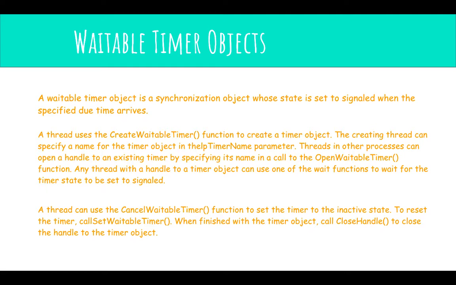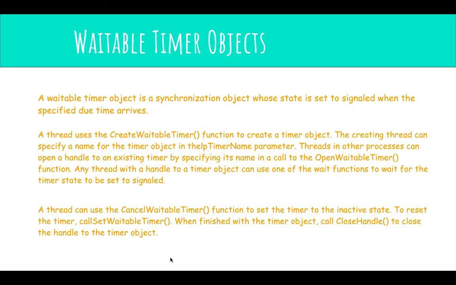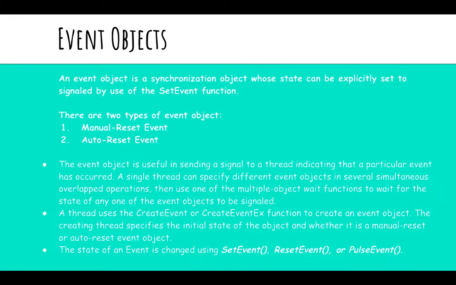Waitable timer objects. A waitable timer object is a synchronization object whose state is set to signaled when the specified due time arrives. A thread can call CancelWaitableTimer to set the timer to the inactive state. To reset the timer, call SetWaitableTimer. When finished with the timer object, call CloseHandle to close the handle to the timer object. Event objects. The event object is a synchronization object whose state can be explicitly set to signaled by use of SetEvent. There are two types of event objects: manual reset event and auto reset event.